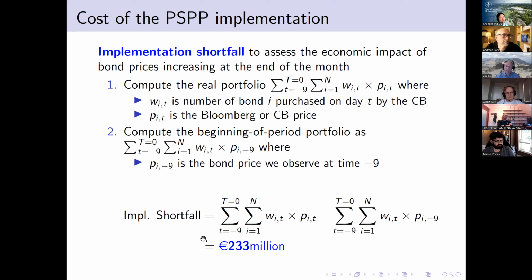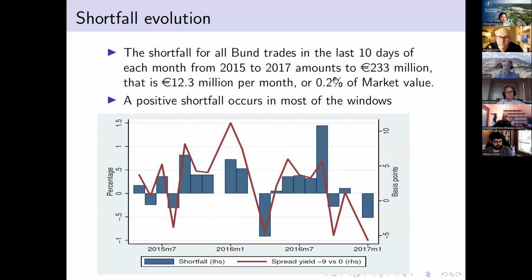So the total implementation shortfall for trading German Bund, roughly 13 billion per month during the APP period, is about 233 million, which translates, if you want to have a sense, into about 20 basis points. So it's a 20 basis points slippage in terms of market value. It's not enormous if you compare it to the total dollar amount purchased, but it's something that maybe you could have avoided paying the full scale of.